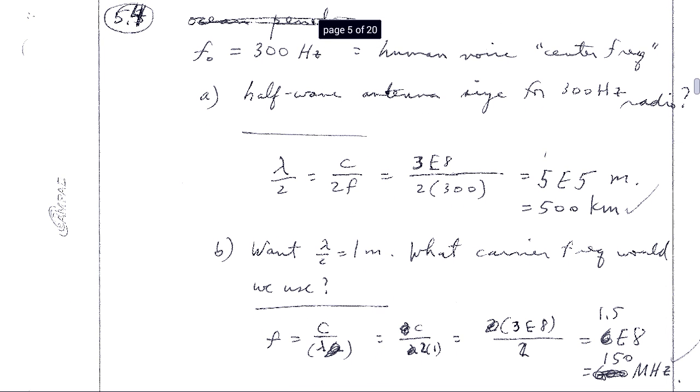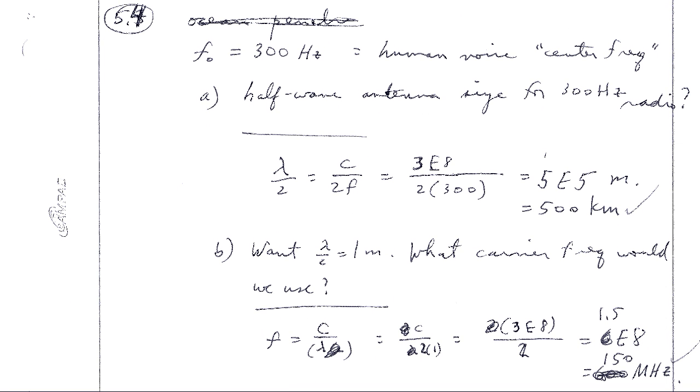Problem 4 was assigned, and in this one he's talking about the human voice's frequencies centered at 300 hertz, and asking what is the length of a half-wave antenna at 300 hertz. Well, like the last problem, when you have these low frequencies, you have these incredibly long wavelengths, 500 kilometers for this one. So the half-wave antenna size would be 500 kilometers big.